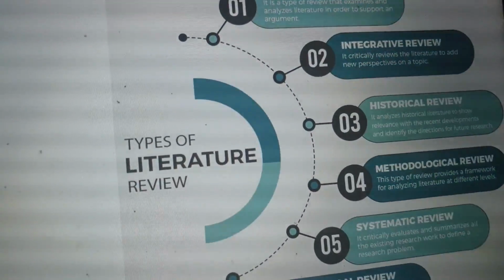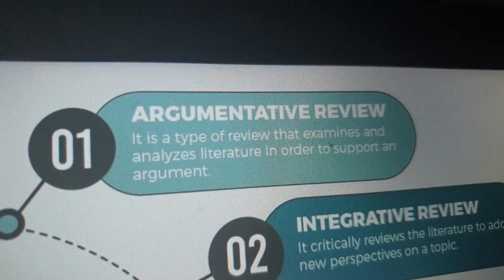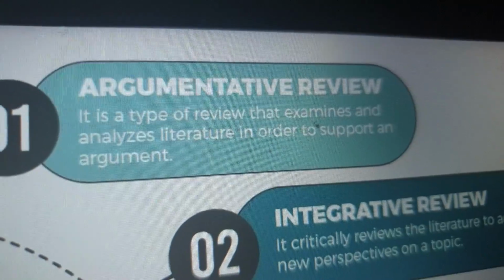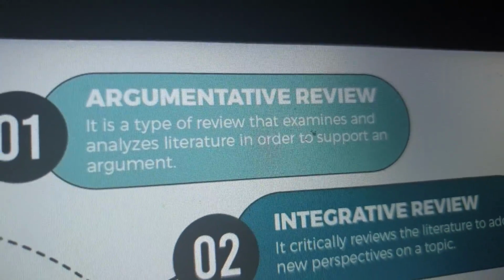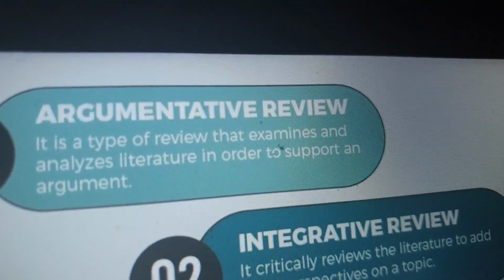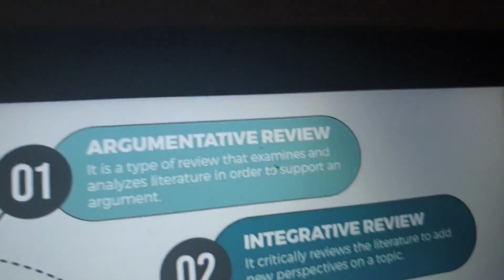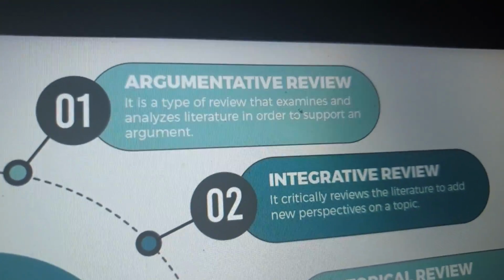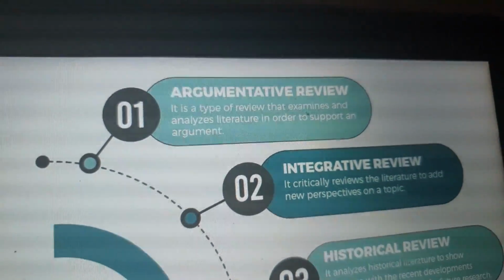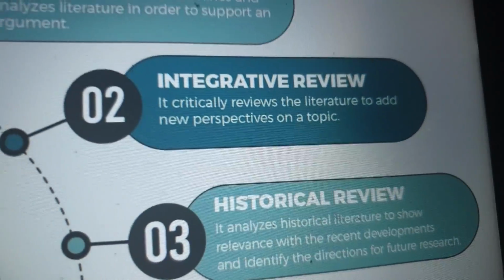Yes, there are types of literature review. One, there is the argumentative review. This is a type of review that examines and analyzes literature in order to support an argument. So yes, maybe you are advancing an argument and you are looking at literature to support that argument, so it's argumentative. We have the integrative review.